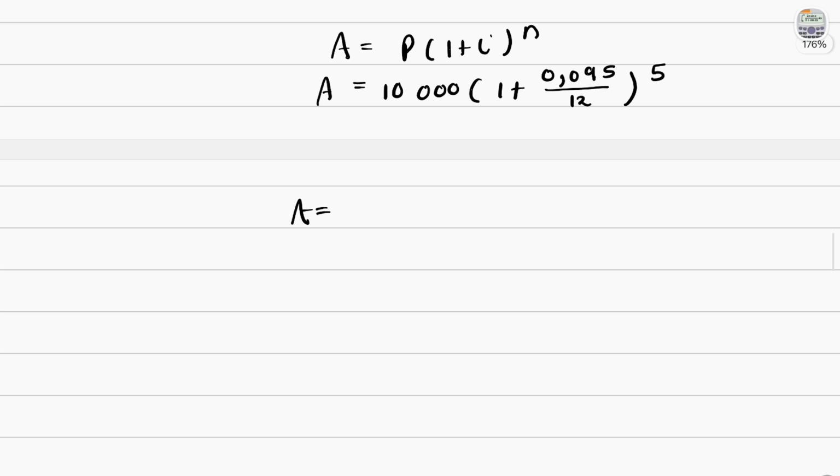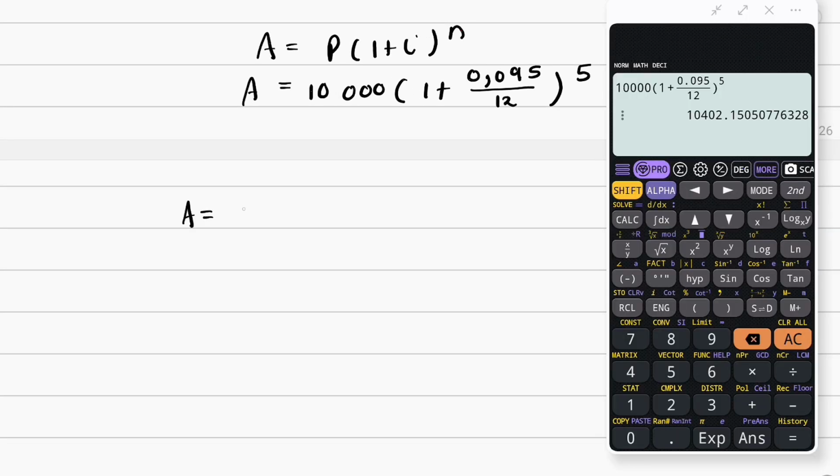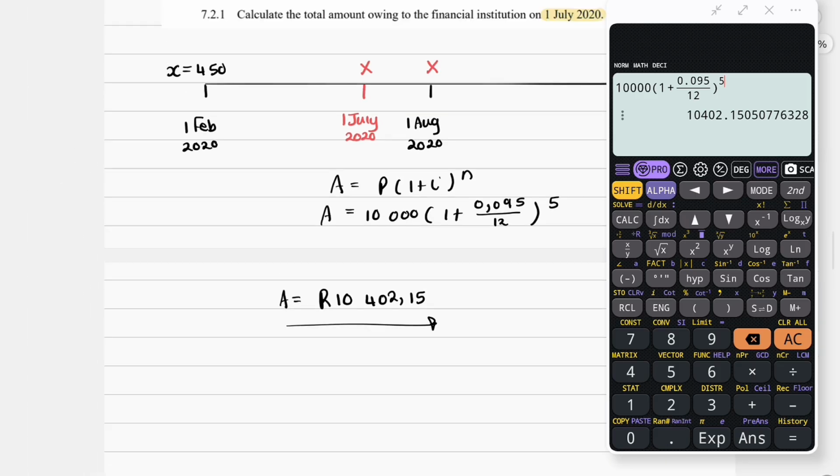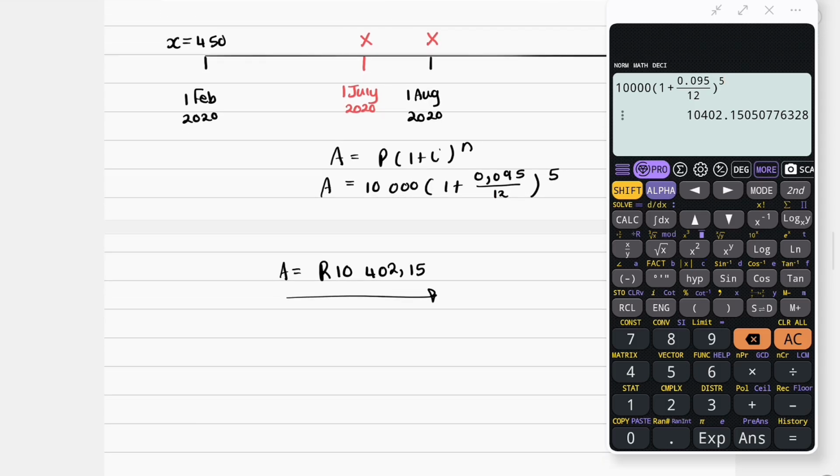Okay, so there we go. So this is A is equal to, and let's just find our answer. And our answer is 10,402 Rand and 15 cents. So that is exactly how much he will owe on the 1st of July. Okay, moving on to the next question.